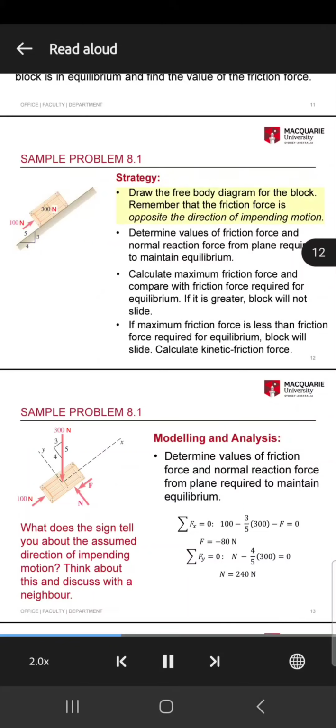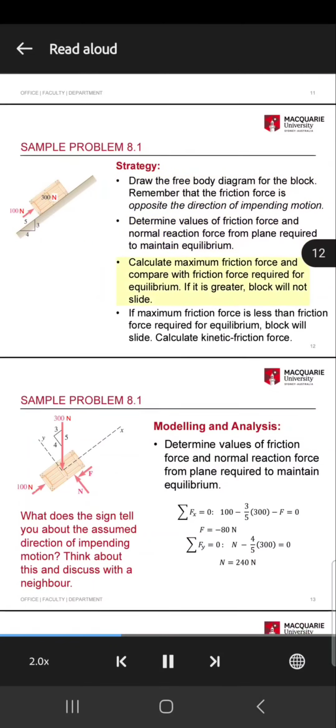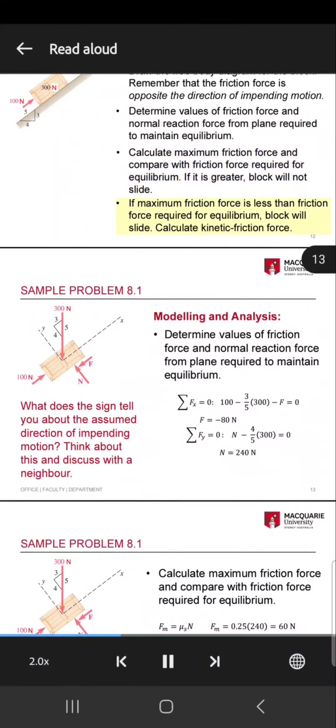Strategy. Draw the free body diagram for the block. Remember that the friction force is in the opposite direction of the impending motion. Determine values of the friction force and normal reaction force from the plane required to maintain equilibrium. Calculate the maximum friction force and compare it with the friction force required for equilibrium. If it is greater, the block will not slide. If the maximum friction force is less than the friction force required for equilibrium, the block will slide.